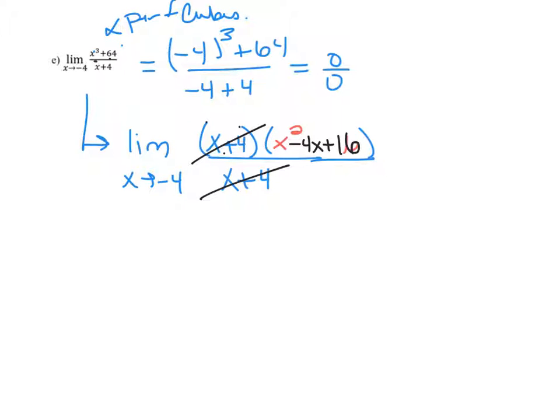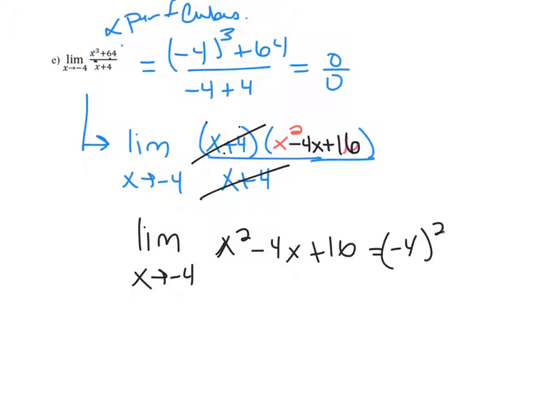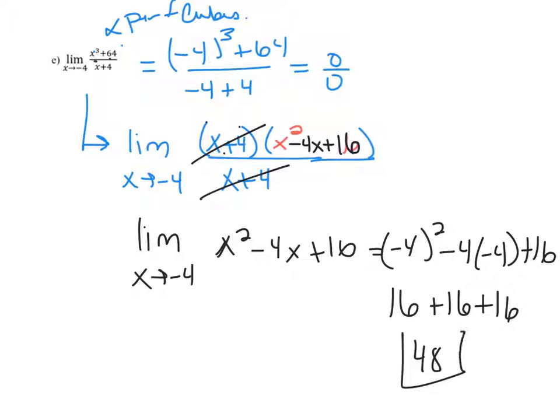These terms will cancel. And the limit as x approaches negative 4 of x squared minus 4x plus 16. All I'm going to do is substitute negative 4 in here. And this gets me 16, that gets me 16, this also is 16, so my final answer is just 48. Okay, so the next one, again, you're just going to plug in 0, because that's what my limit is doing, approaching 0.